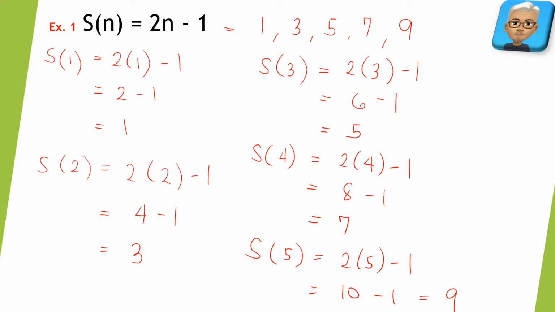Again, the first 5 terms of the sequence 2n minus 1 are what? 1, 3, 5, 7, and 9. Ito na yan.